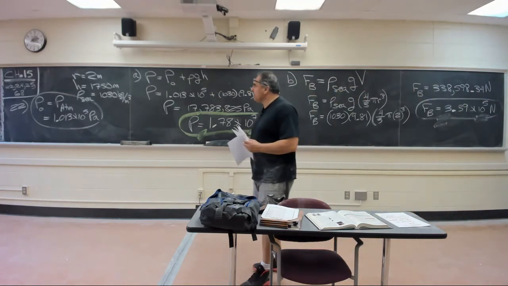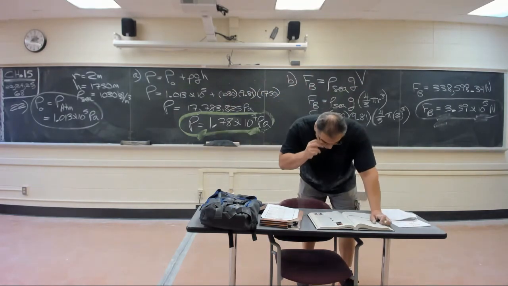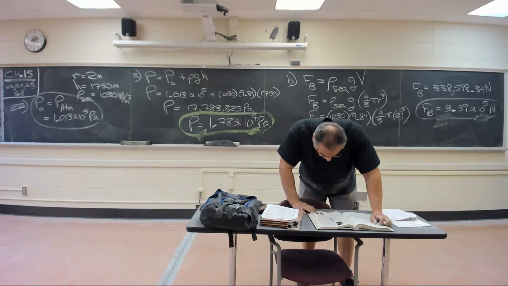That's it. Let's go to 24. 24, an object in a fluid has a density, rho object, of 1,755 kilograms per cubic meter. It is submerged in a fluid of density rho sub f. If acceleration is upward with a magnitude of g divided by 3, what is the density of the fluid? Ignore any drag force on the object.